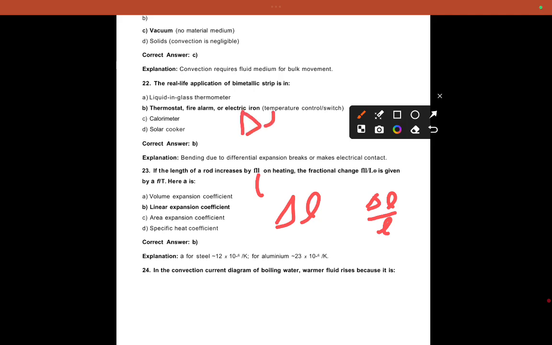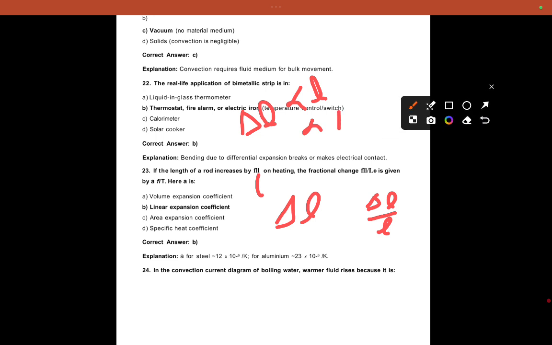Okay, the question is indirectly asking this. There is a change in length, delta L, and the change is proportional to the original length, and the change is proportional to the applied temperature change. When we combine this, delta L is proportional to L into delta T. When you remove the proportionality, you get one symbol, alpha, which is nothing but the coefficient of linear expansion. They are asking this only. So alpha is the coefficient of linear expansion.